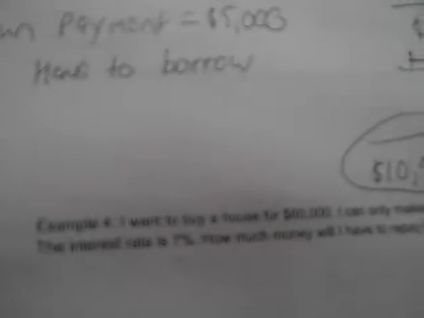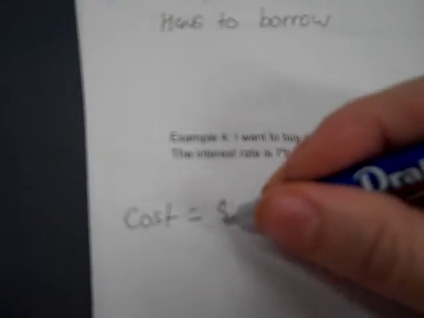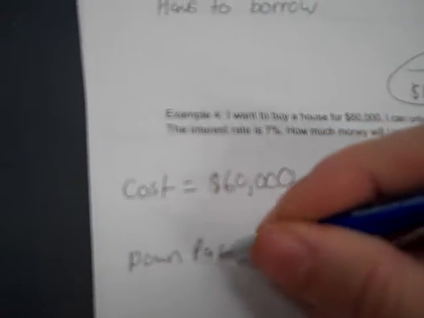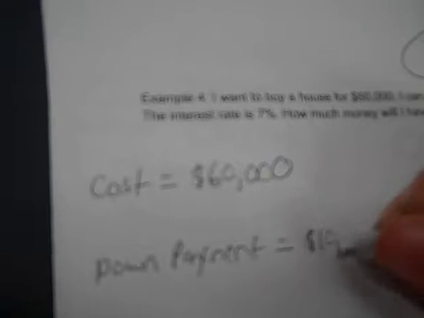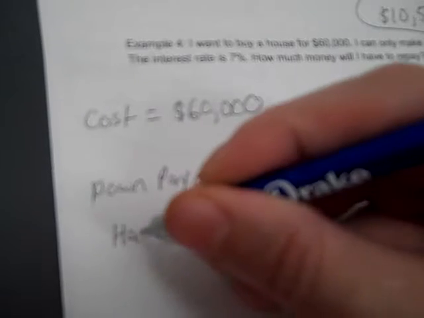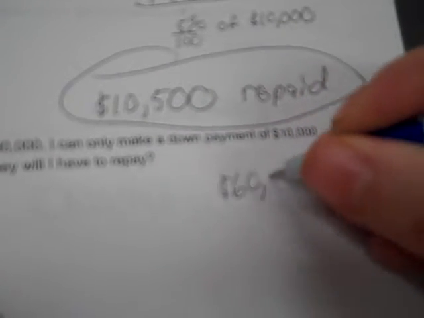Okay, now I want to buy a house for $60,000. I can only make a down payment of $10,000. The interest rate's 7%. How much money will I have to repay? Okay, so my cost is $60,000. Now, how much money do I have? Because how much money I'm going to have, that's how much I can pay. $10,000. So I don't have $60,000. I only have $10,000. So I have to borrow.